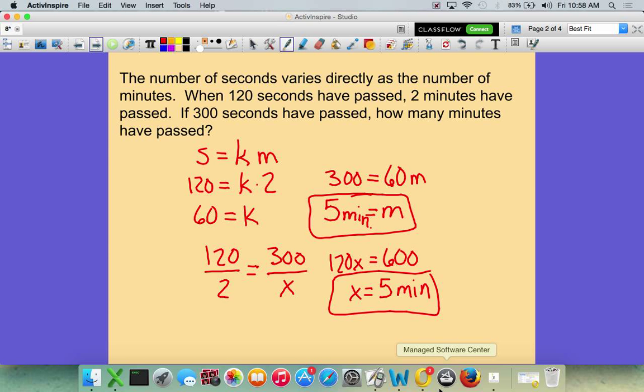Another way to solve the problem. This way, you can absolutely do with this one because it doesn't say anything about finding the constant here.